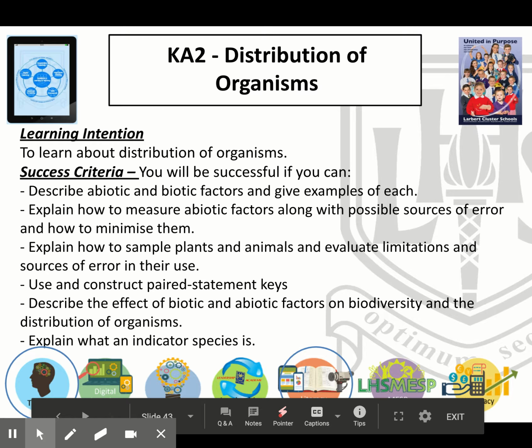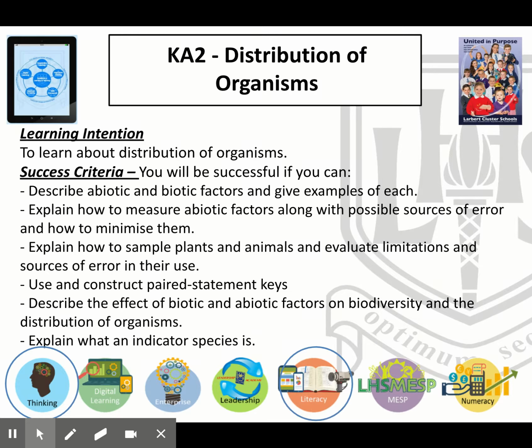Okay, so that's us finished learning about distribution of organisms. I hope that you're now confident about describing abiotic and biotic factors and giving examples of each. I hope you can now explain how to measure abiotic factors along with the possible sources of error and how to minimise them, and remember to keep those separate. Explain how to sample plants and animals, using quadrats and pitfall traps, and you now know about their limitations and their sources of error in their use.